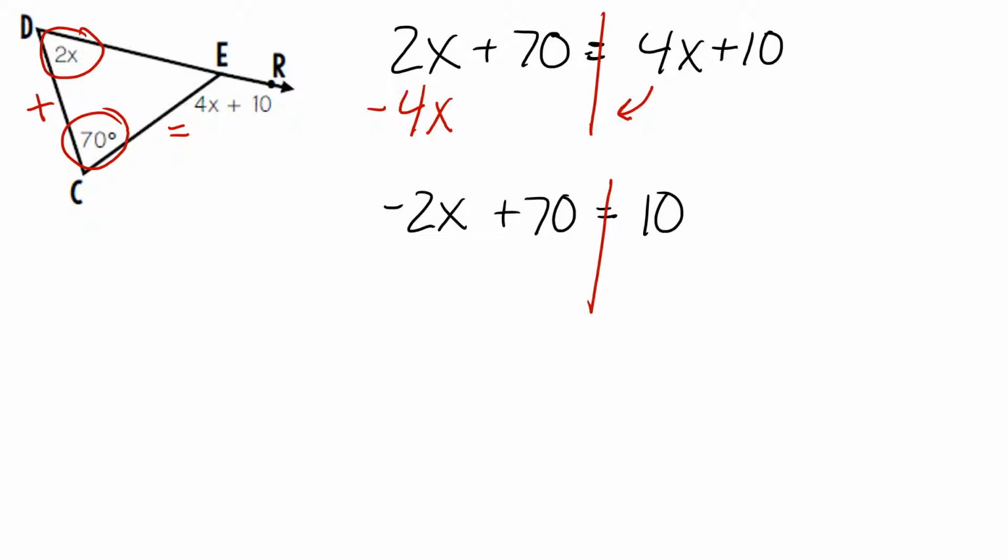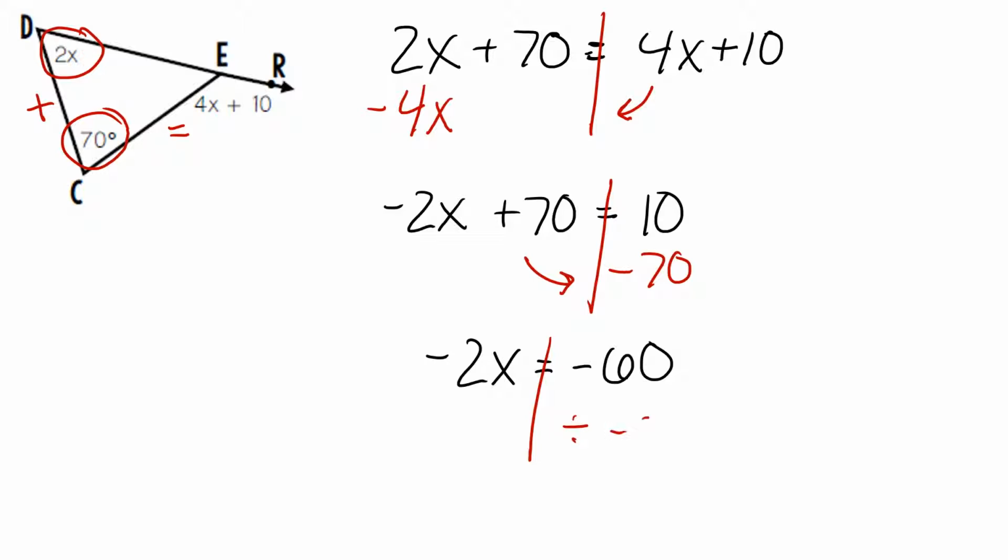Still combining like terms, 70 and 10 are on opposite sides, so again, we do the opposite operation. Instead of plus 70, we do a minus 70. 10 minus 70 is negative 60. Our last step, when we have only two numbers left, is to divide, and we divide by negative 2. Negative 60 divided by negative 2 is 30. We get an answer of x equals 30.